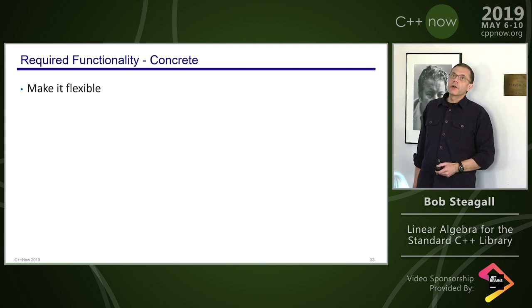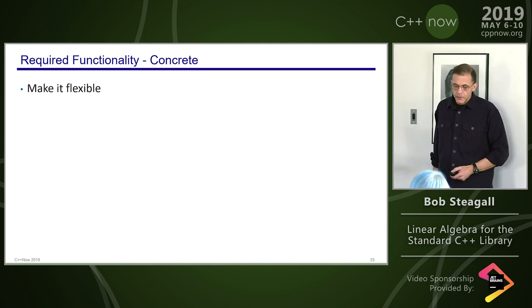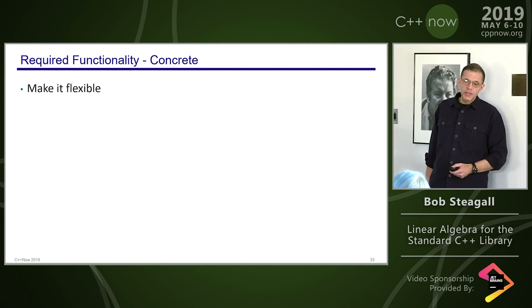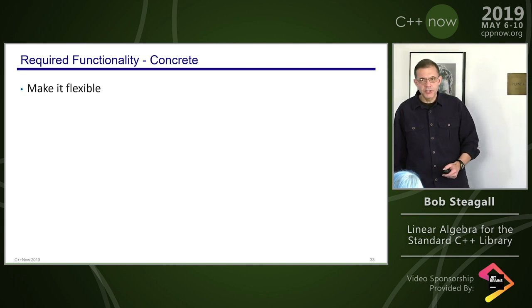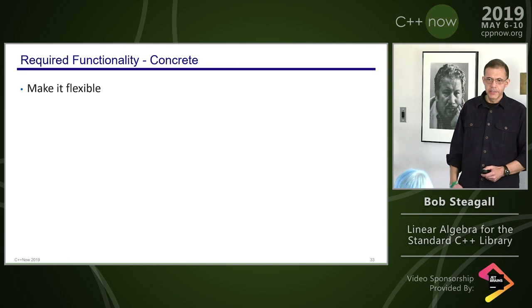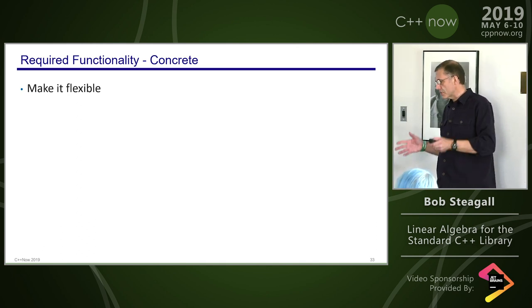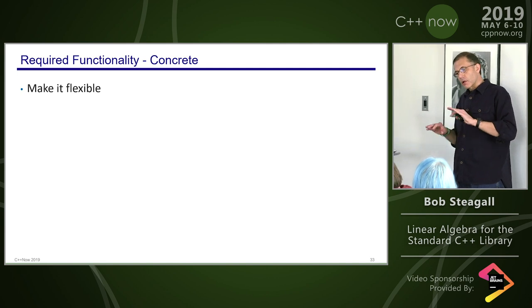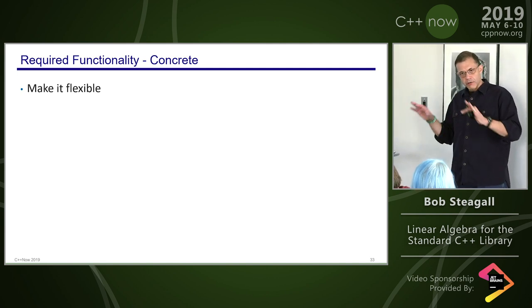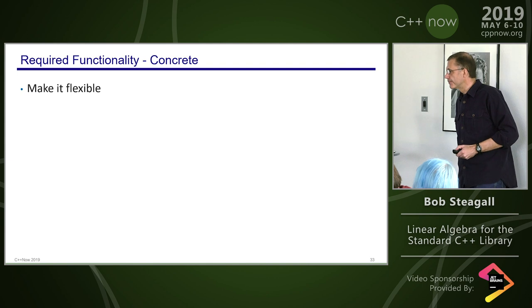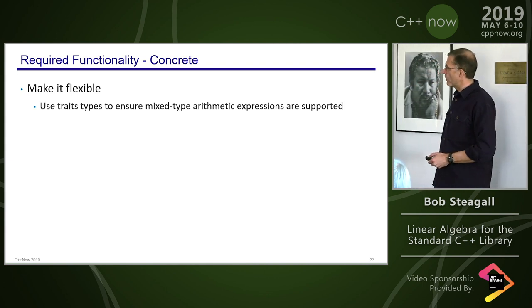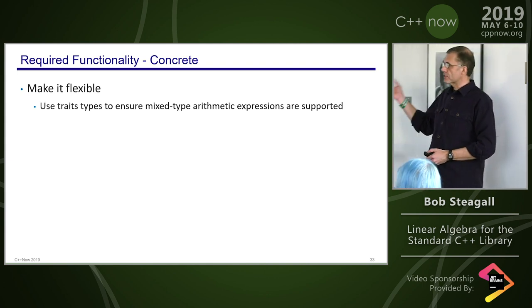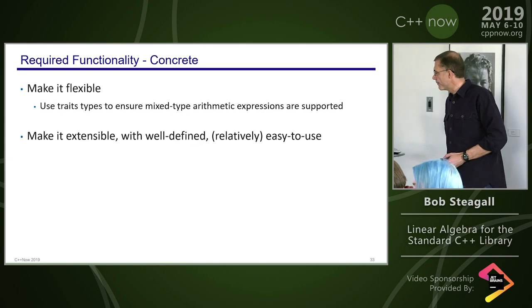Having watched Eric and Casey struggle with concepts definition for ranges, we decided not to tackle that initially. Right? It is definitely on the radar. It's something that needs to be done. For now, though, we wanted to get other parts of the interface working. So we want to make it flexible. We want to use traits types to ensure that mixed type expressions are supported.